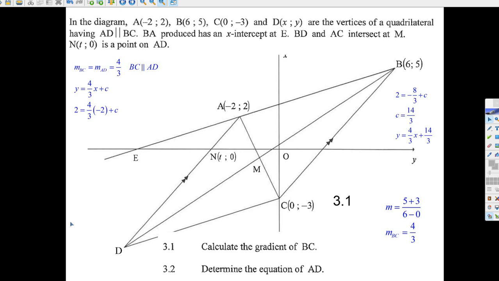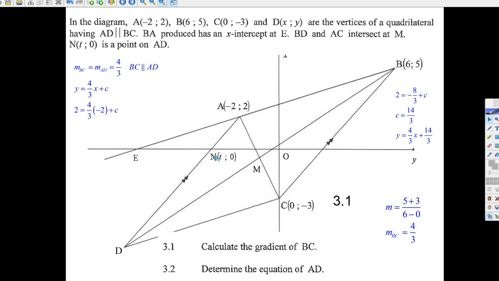Okay, here's the first analytical geometry question. They give you all these points, A, B, C. They tell you that there's a point out here called D. They don't tell you what it is. But they say AD is parallel to BC.